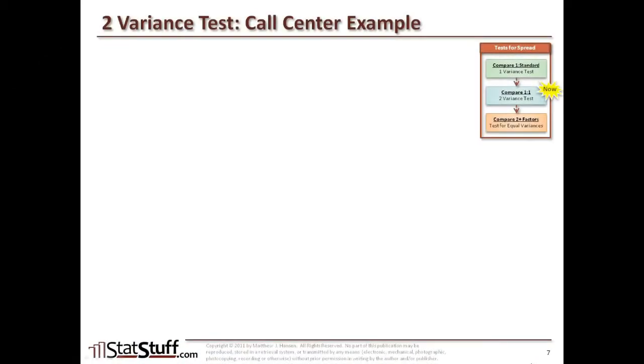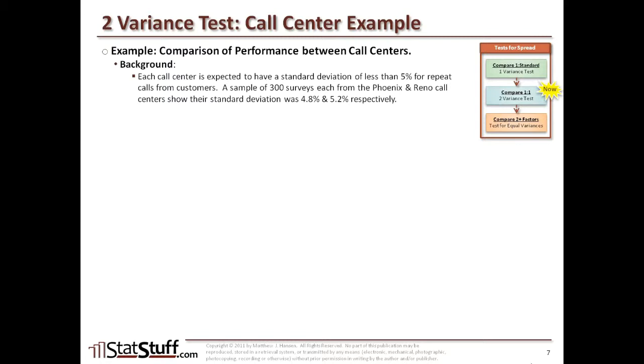For this example, we're going to compare the performance between two different call centers. As a background, we'll say each call center is expected to have a standard deviation of less than 5% for repeat calls from customers. There's a sample of 300 surveys, each from the Phoenix and Reno call centers, to show their standard deviation was 4.8% and 5.2% respectively. Now, for a practical problem, we're asking ourselves, is there a difference in the standard deviation between the two call centers?